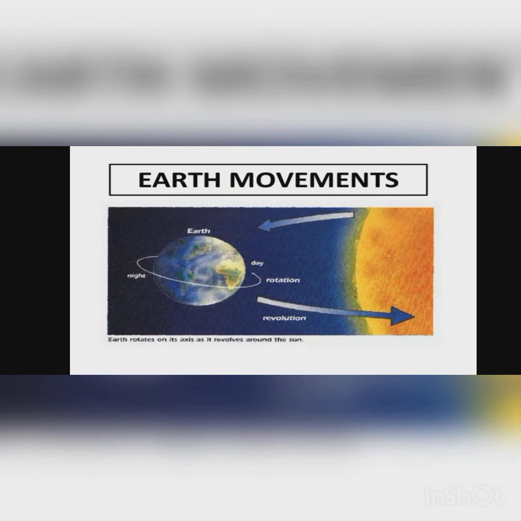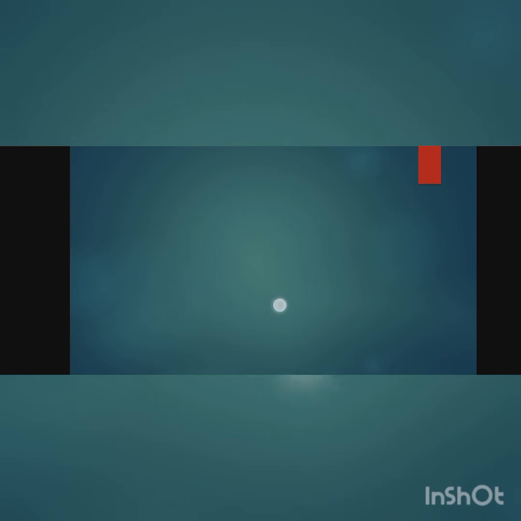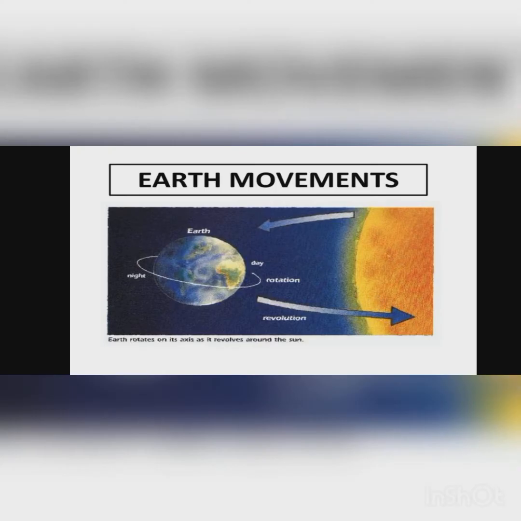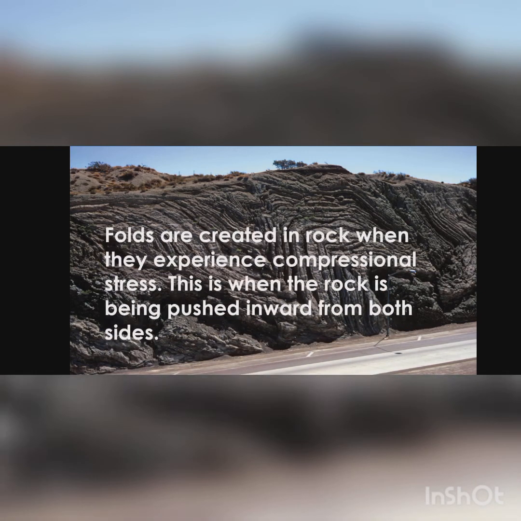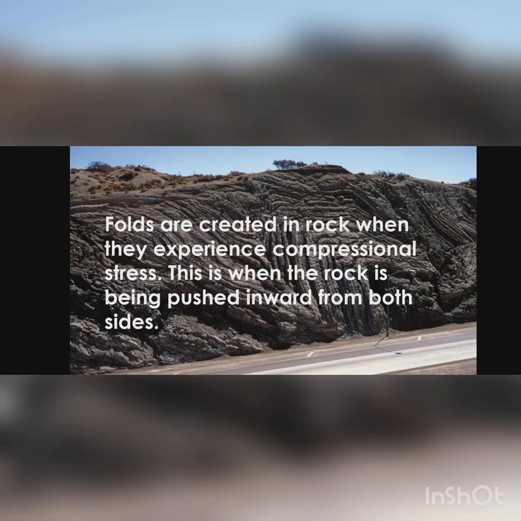Okay, next we have earth movements, how the earth moves. You can see that the earth moves in its own orbit, and there is a particular rotation or revolution of the earth. Whenever the earth moves, different landforms are formed, and we have faulting in mountains, and cracks or earthquakes. Now, this is a type of fold mountain, and folds are created in rocks when they experience compressional stress. This is when the rock is being pushed inward from both sides. So this is how, if you can see in the background image, fold mountains are created.